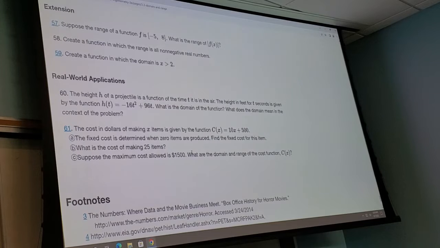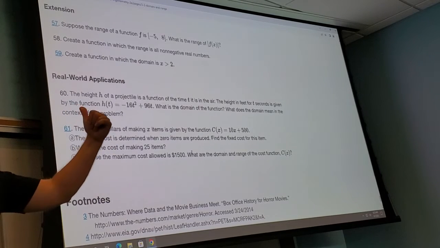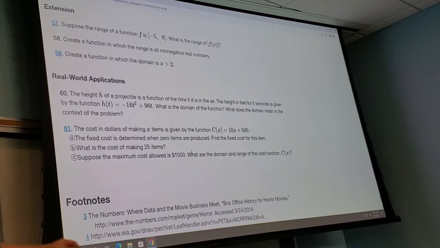Okay. Height of a projectile is a function of the time it's in the air. So yeah, the longer something's in the air, the higher it can possibly go, possibly. The height in feet for t seconds is given by this function. Can somebody tell me anything about what that would look like if you graphed it? It doesn't ask you to graph it, but what would it look like if you graphed it? This one right here.